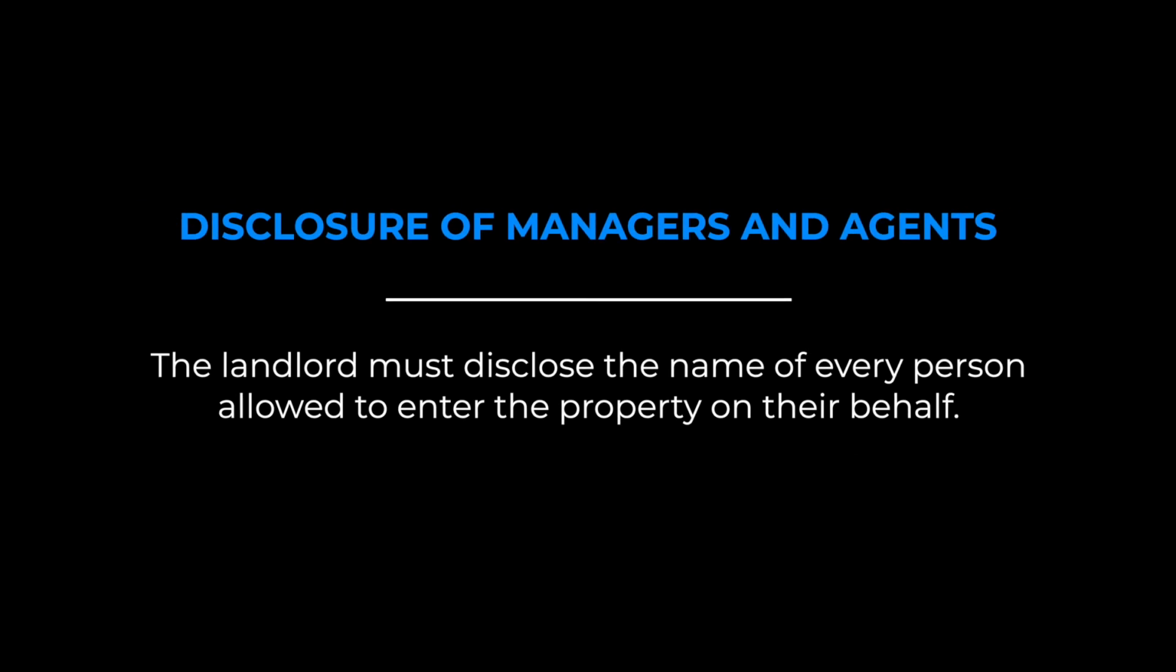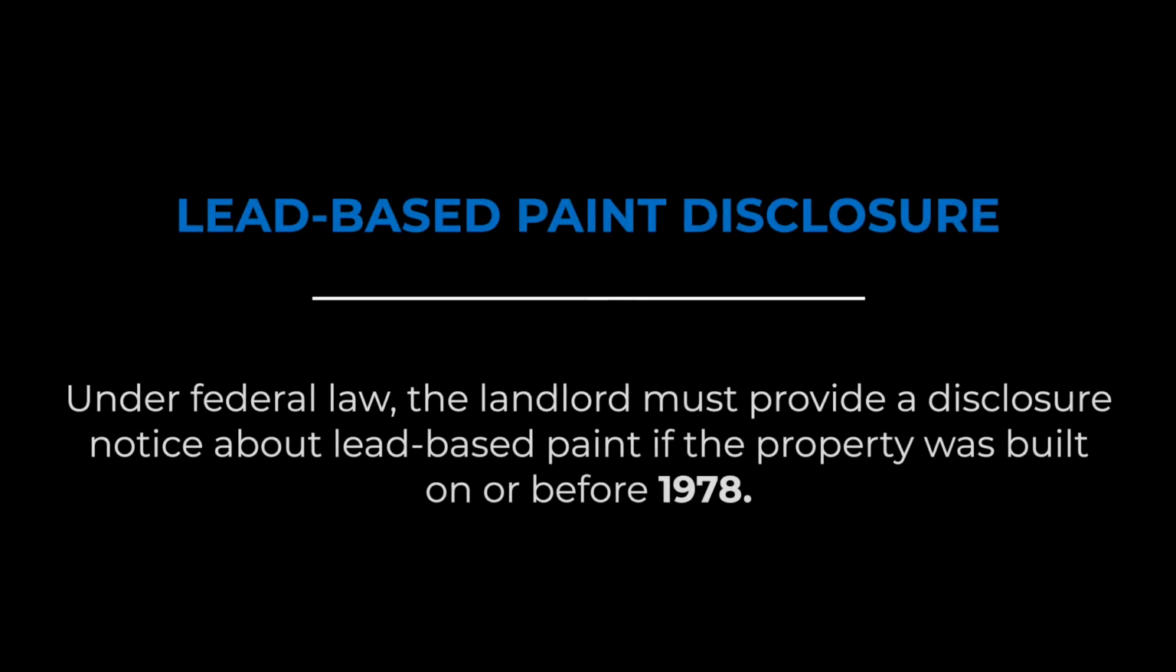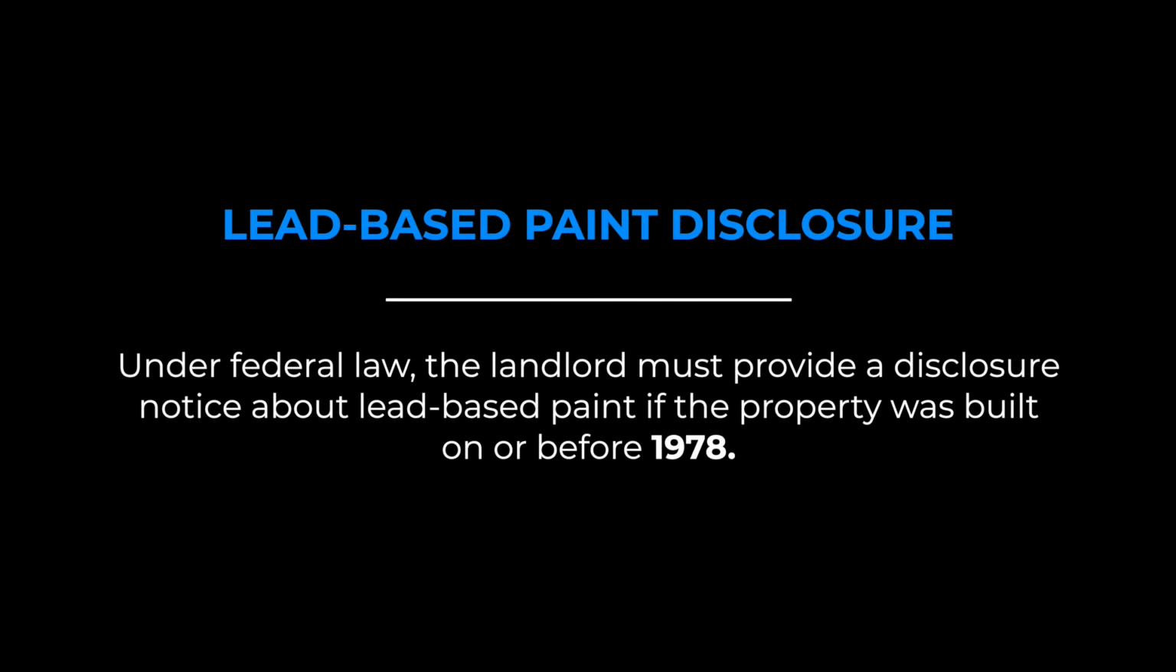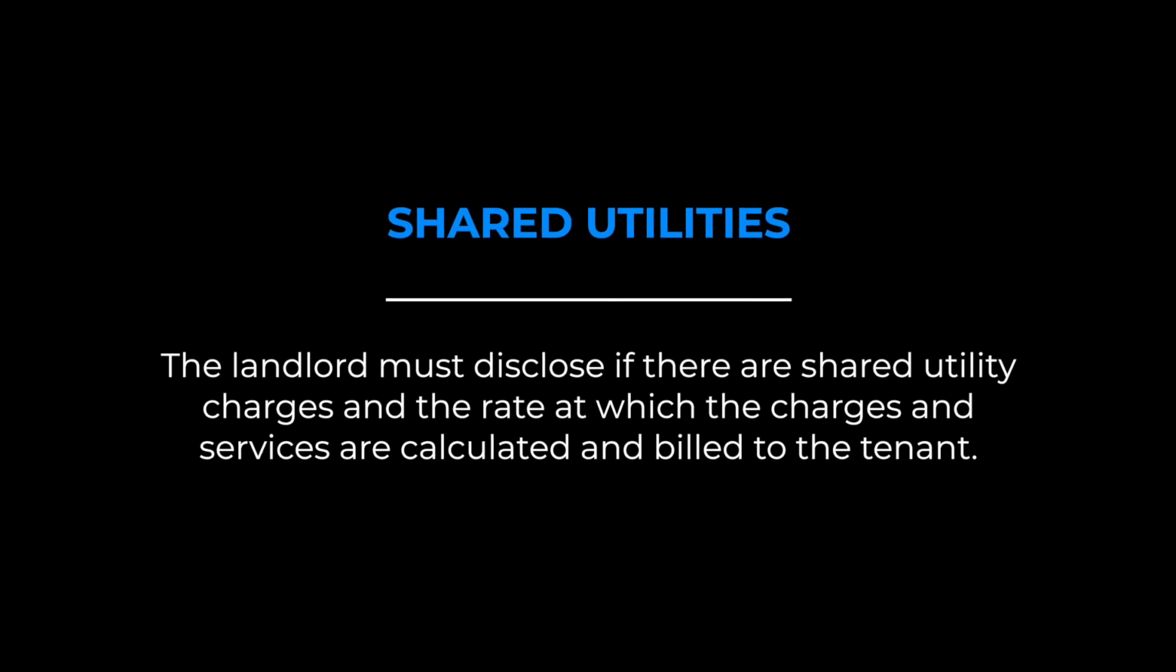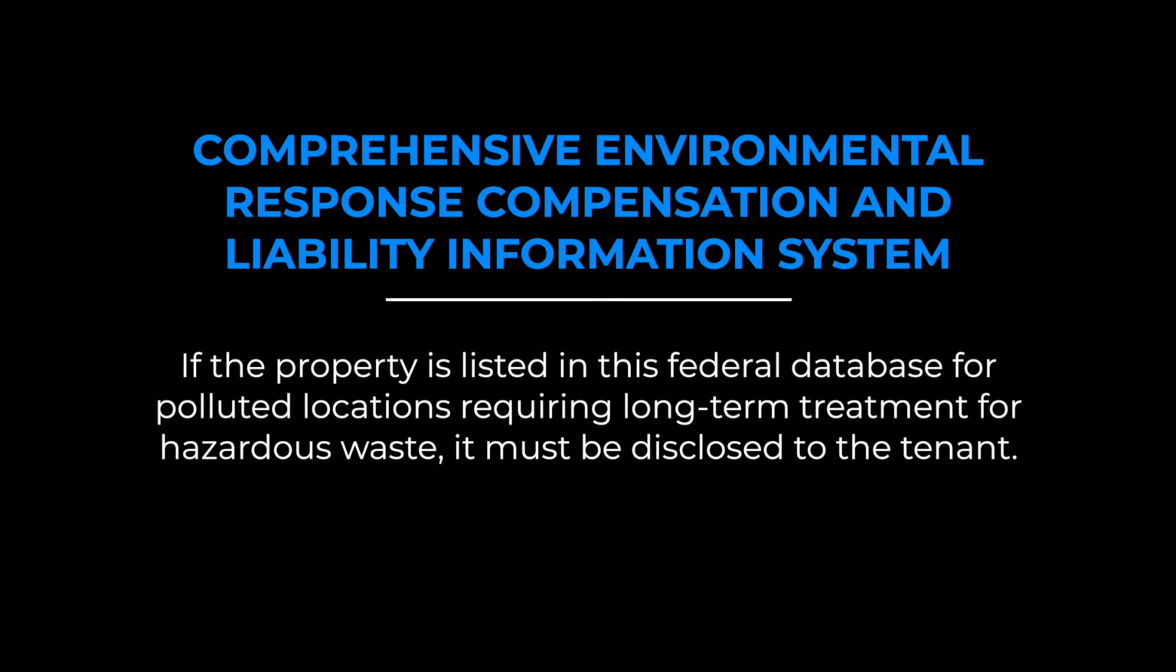In Iowa, the landlord must include the following disclosures in the lease agreement. Disclosure of managers and agents. The landlord must disclose the name of every person allowed to enter the property on their behalf. Lead-based paint disclosure. Under federal law, the landlord must provide a disclosure notice about lead-based paint if the property was built on or before 1978. Shared utilities. The landlord must disclose if there are shared utility charges and the rate at which the charges and services are calculated and billed to the tenant. Comprehensive Environmental Response Compensation and Liability Information System. If the property is listed in this federal database for polluted locations requiring long-term treatment for hazardous waste, it must be disclosed to the tenant.